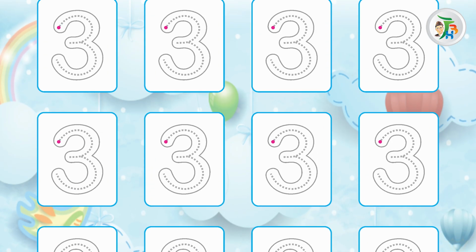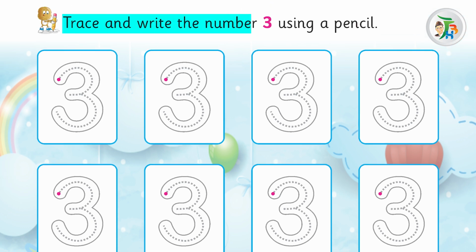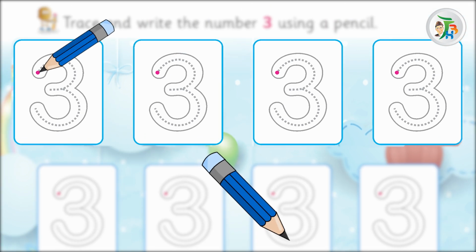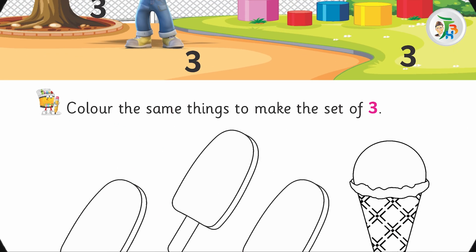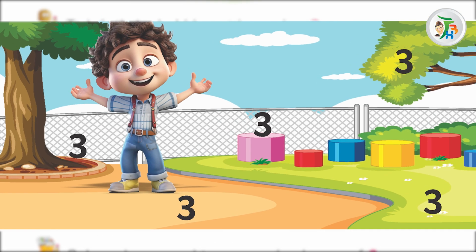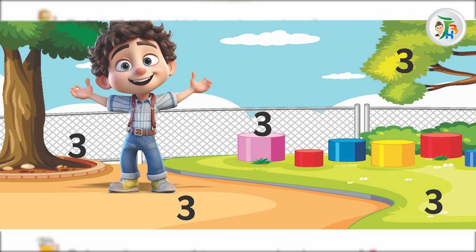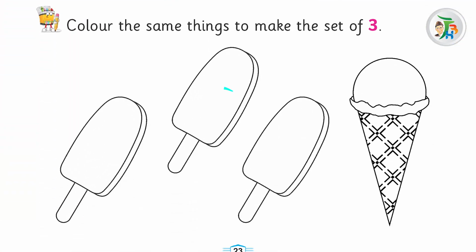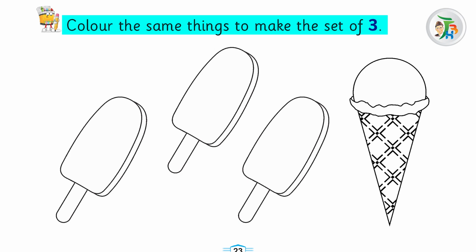The next page is trace and write the number 3 using a pencil. Students, अब आपने इस पेज को trace करना है with the pencil. Move on to the next page, hands on. Find and circle trees in the picture. So dear students, you have to find the number 3 and circle it. The next is color the same things to make the set of 3. अब आपने same वो object देखने हैं जो same हो, उनको color करना है.